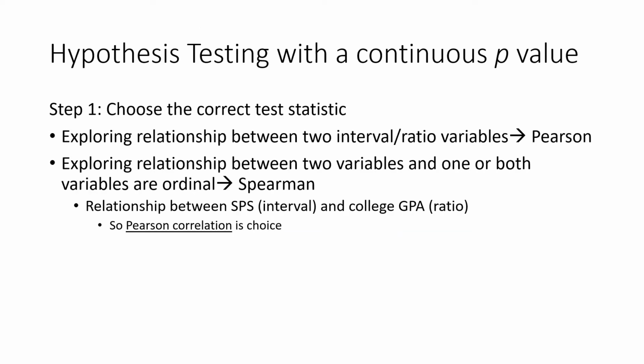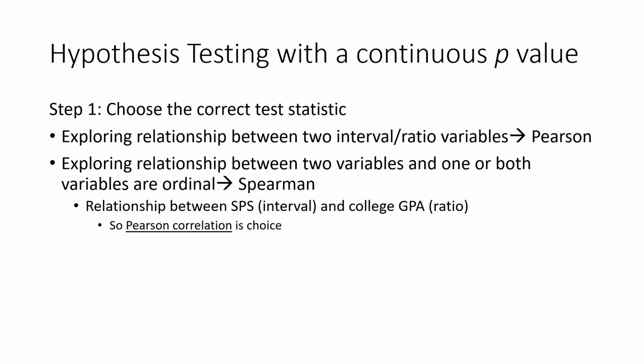First pillar, of course, is hypothesis testing with a continuous p-value, and the first step is to choose the correct test statistic. And as we've talked about previously, with correlation, what you're looking at is the scale of measurement that the two variables are measured on. If both are interval or ratio, then Pearson. If one of those is ordinal, then you're going to use Spearman.